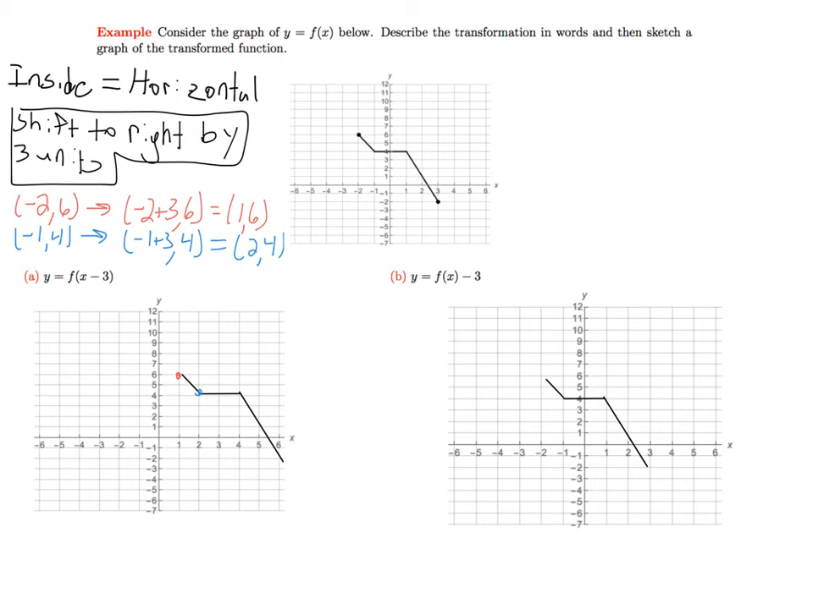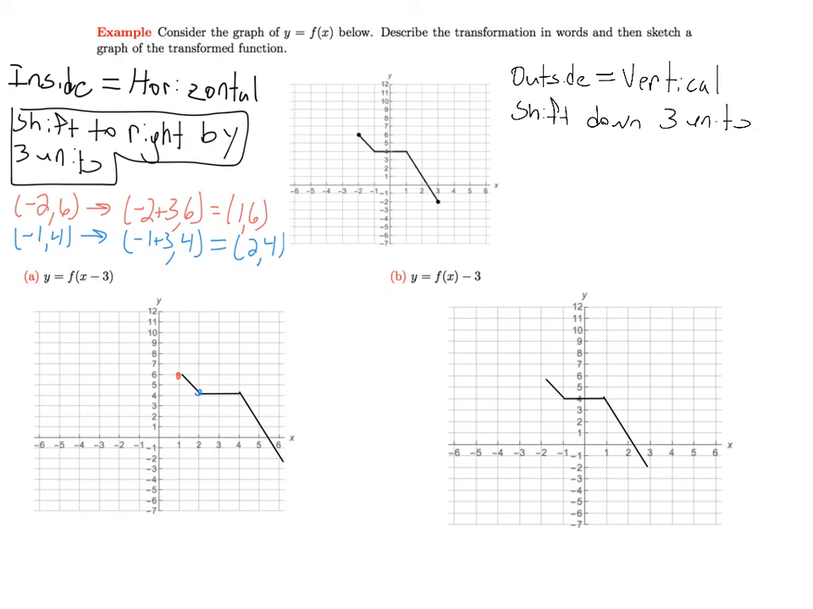In part B, now we have this transformation which is happening outside. We have the minus 3 which is going on outside. So when we have outside transformations, these are vertical changes. And the vertical transformations are performed as we would expect. What I mean by that is this subtraction by 3 means we move the graph in the negative direction 3 units down. So this is going to be a shift down by 3 units.